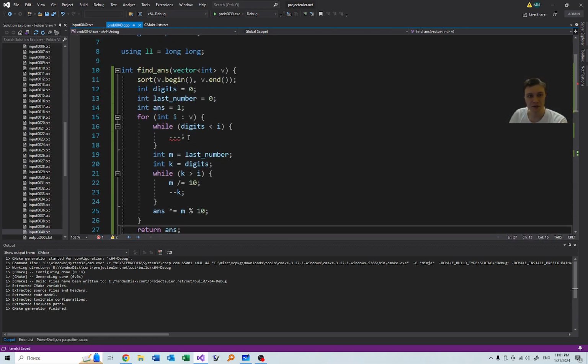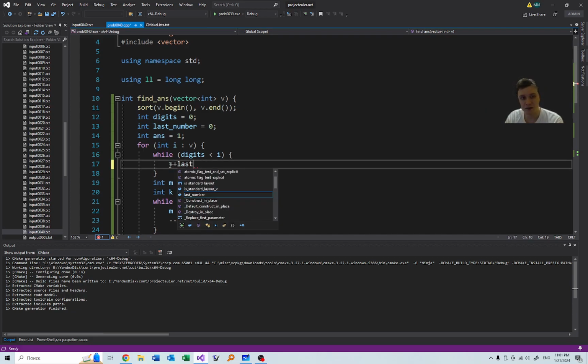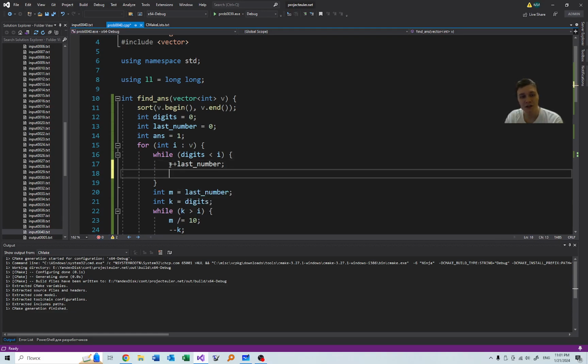So now we need to do something here. So digits is less than I. Then we need to increment last number, and we need to concatenate this last number with what we already have. To do that, we simply need to add the length of this last number. It can be done like this.